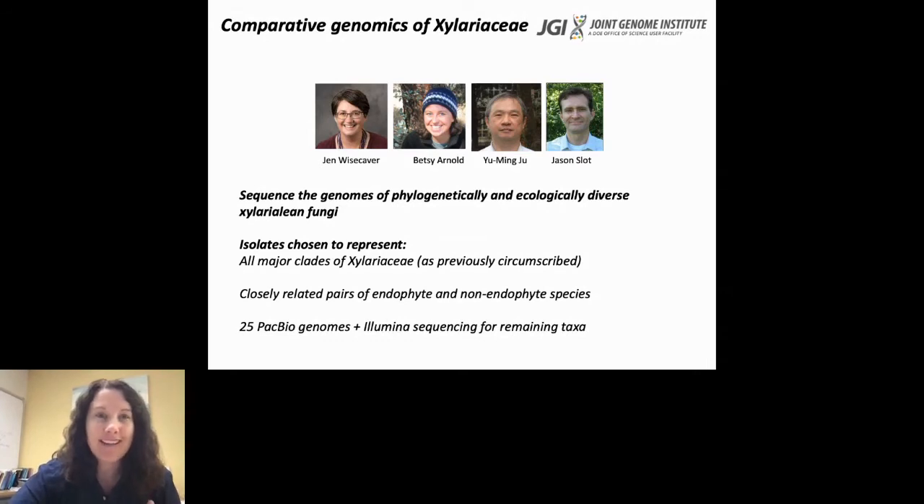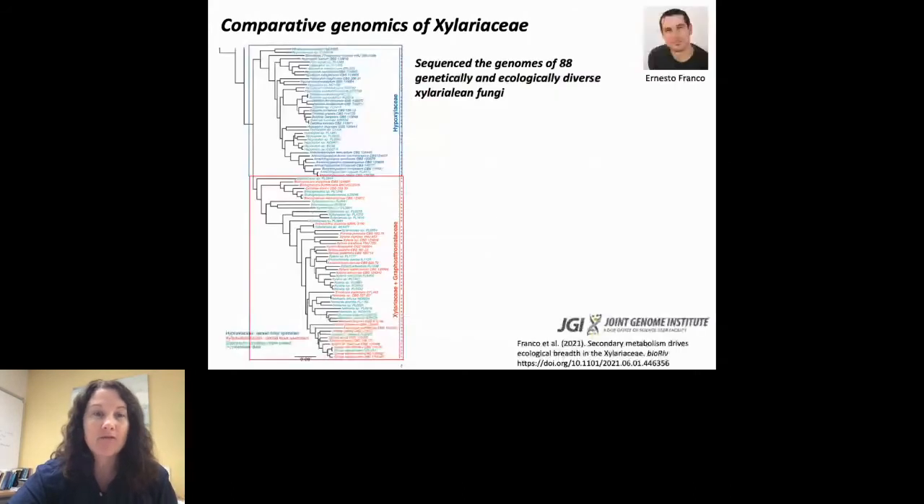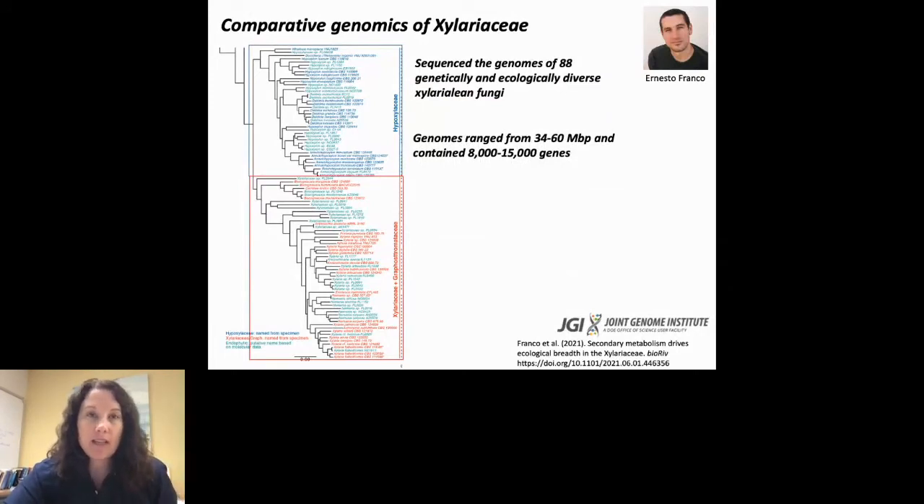I want to first highlight that all of the work I'm showing today was done by my postdoc, Ernesto Franco. We sequenced the genomes of 88 genetically and ecologically diverse fungi. The genomes ranged from 34 to 60 megabases and contained about 8,000 to 15,000 genes, so typical ascomycete genomes. In contrast to what's been observed for other symbionts, we didn't find an association between genome size and trophic mode. So endophytes did not have smaller genomes.